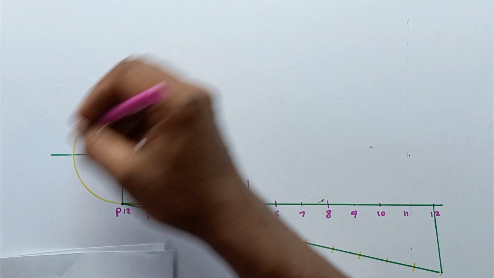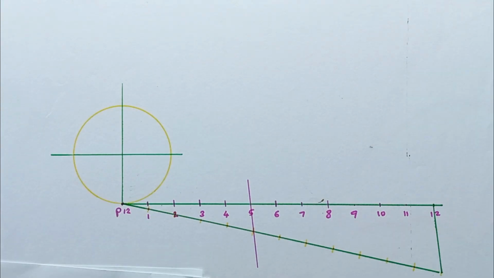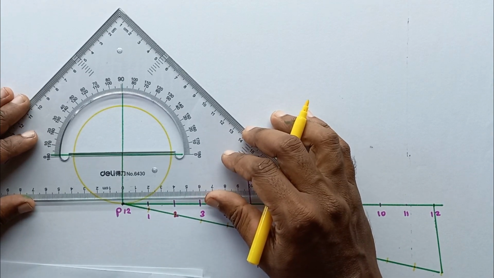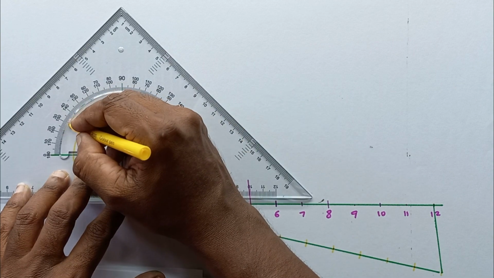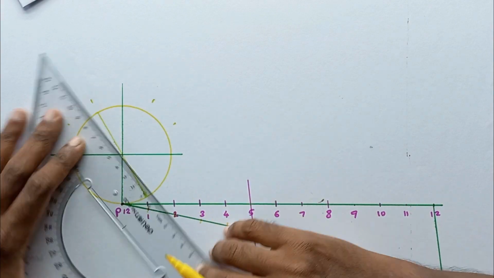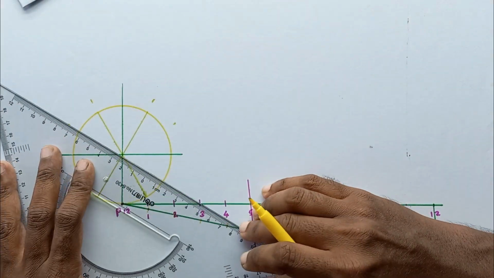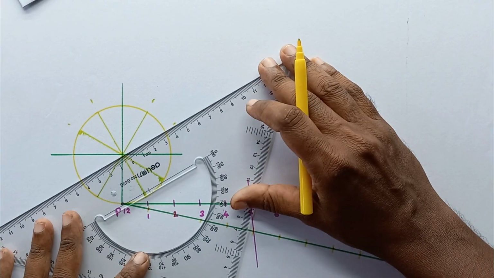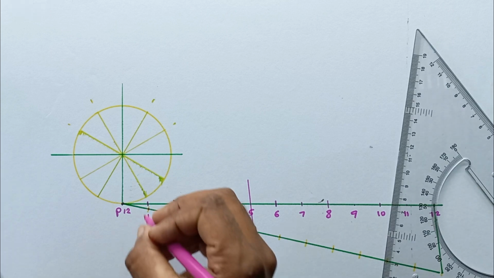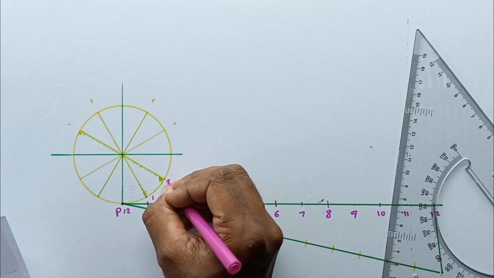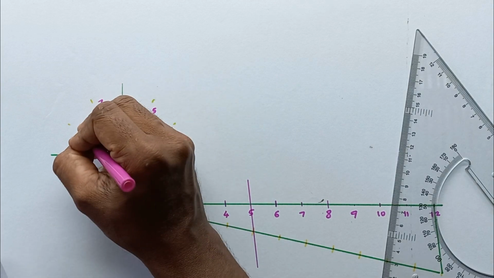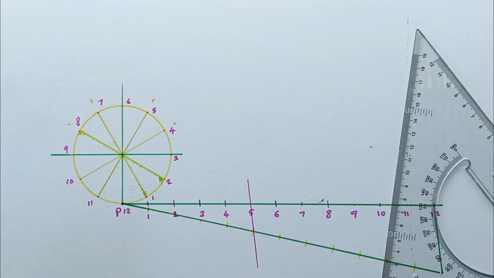Okay, then this circle also I am going to divide into 12 equal segments. I am going to use the protractor to divide this circle into 12 equal segments. Okay, let's mark these points as point 1, point 2, point 3, point 4, point 5, point 6, point 7, point 8, point 9, 10, 11, and 12.